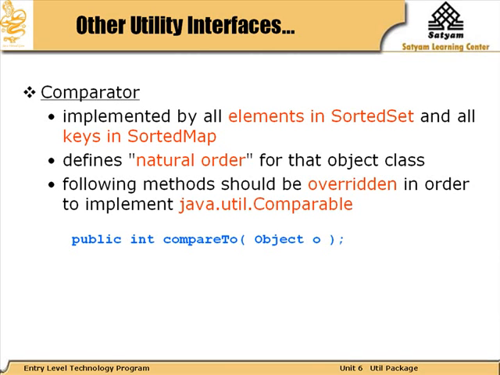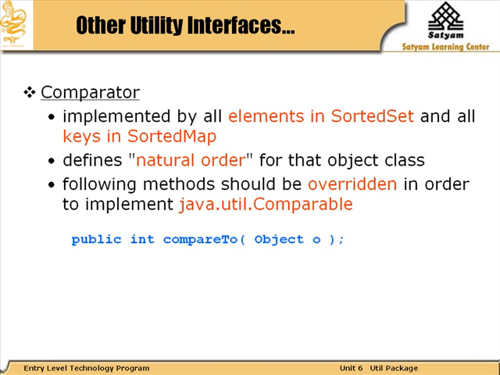Let's talk about the comparator interface. The comparator interface is implemented by all elements of sorted set and sorted map. By default, the comparator defines the natural order of the object class, which is based on the ASCII or the number values. The method compareTo should be overridden in order to implement custom sorting.